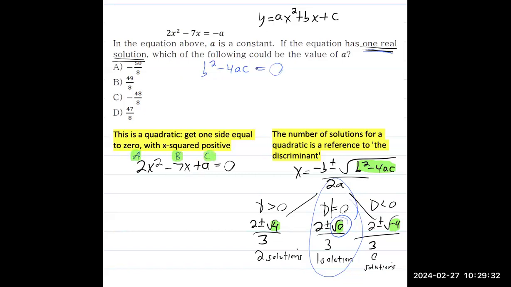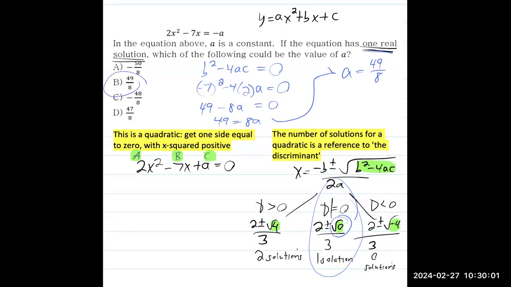Just plug right into this equation, b squared minus 4ac equals 0. So negative 7 squared minus 4 times 2 times a equals 0. 49 minus 8a equals 0. And add 8a to both sides. 49 equals 8a. And then divide by 8. And you get a is 49 over 8, which is B for boy on this question.